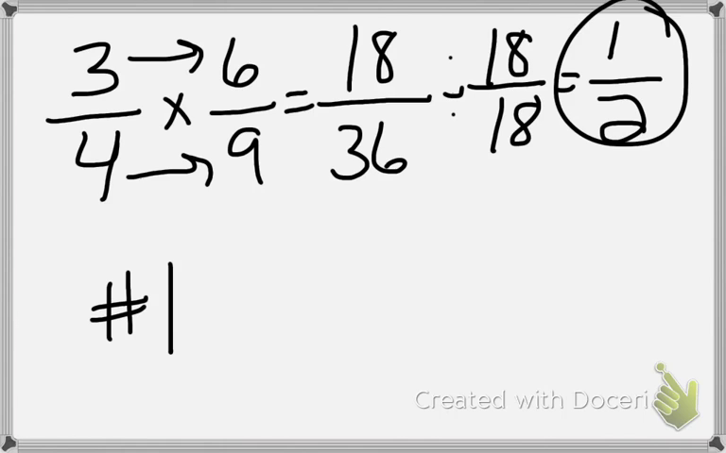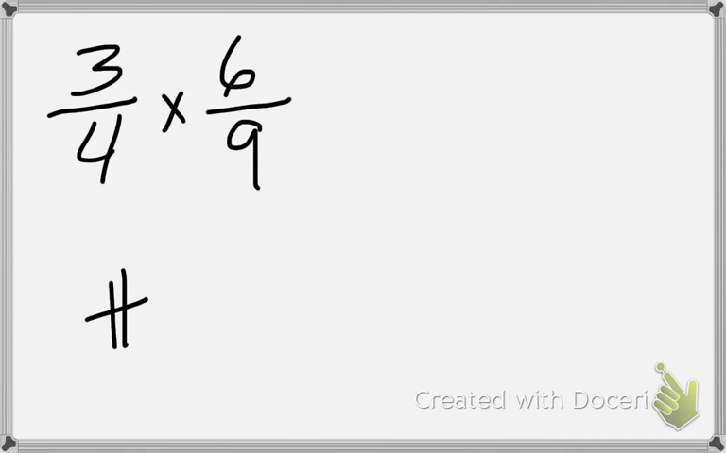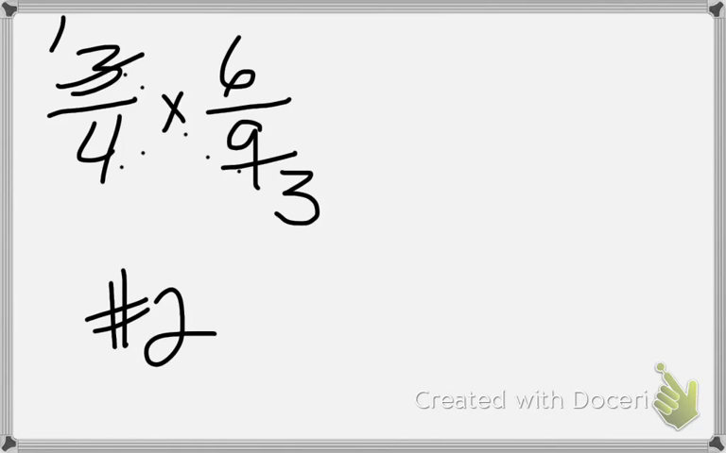Let's see what happens when we do method number 2 with our cross cancel. So let's take the same one, 3/4 times 6/9. Okay, so let's take the numerator and the denominator. What's the largest number we can divide into both the numerator and the denominator? In this case, it would be 3. So the 3 would become a 1, and 9 would become a 3. Take our denominator and numerator for our other set of fractions. What's the largest number that we can divide into both the 4 and the 6? Which would be 2. So the 4 would become a 2, and 6 would become a 3.